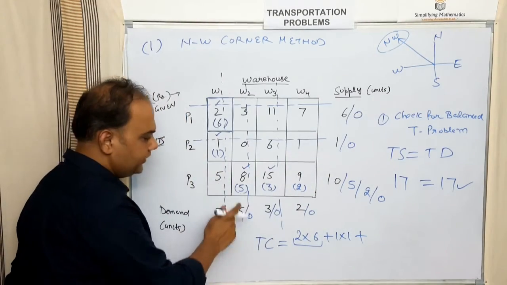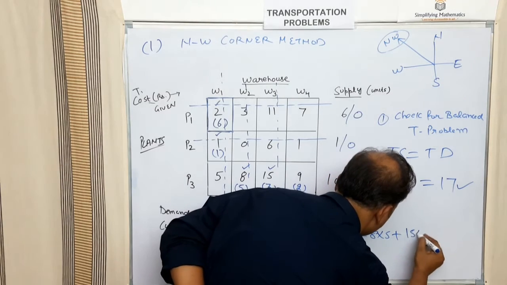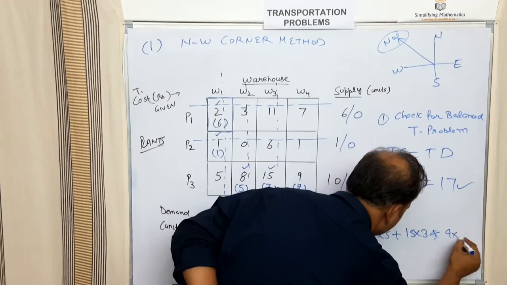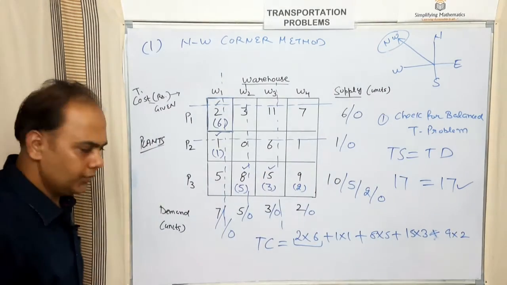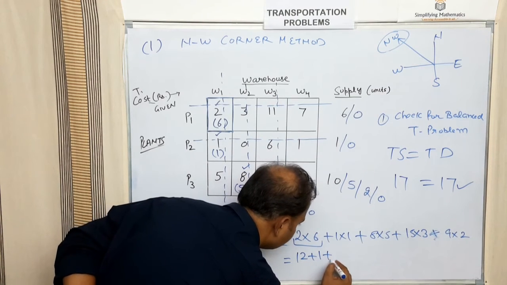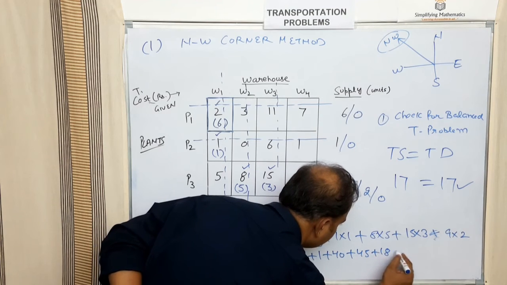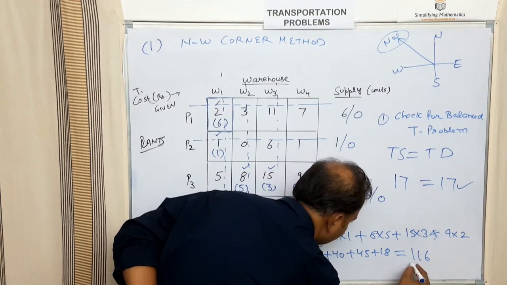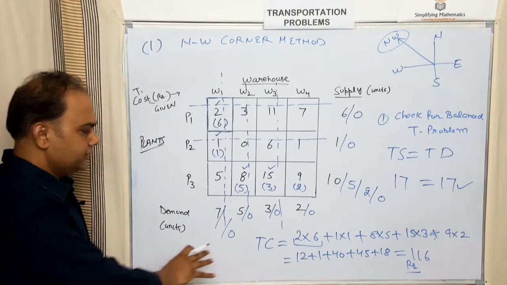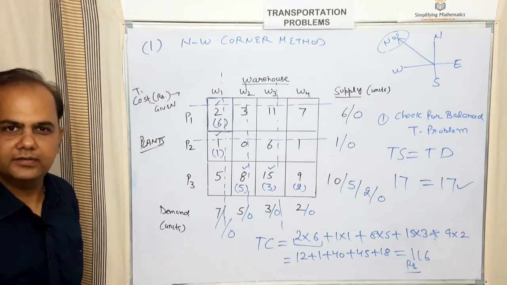Then 8 into 5, then 15 into 3, then 9 into 2. So if you add all this, it comes out to be 116. So this is the total transportation cost by this northwest corner method.